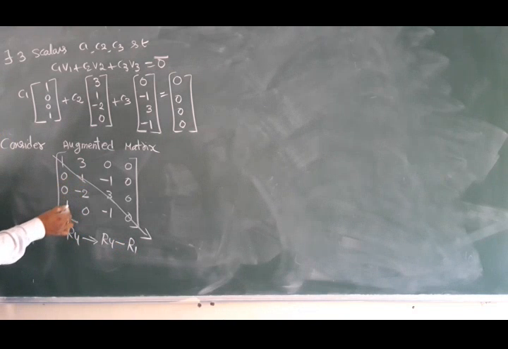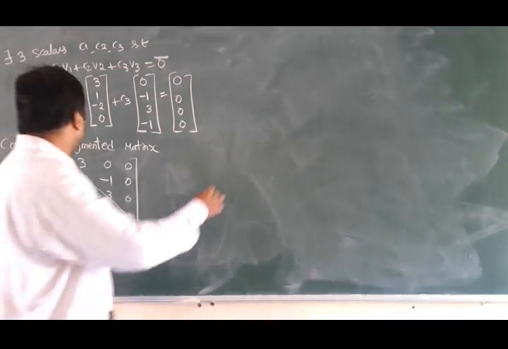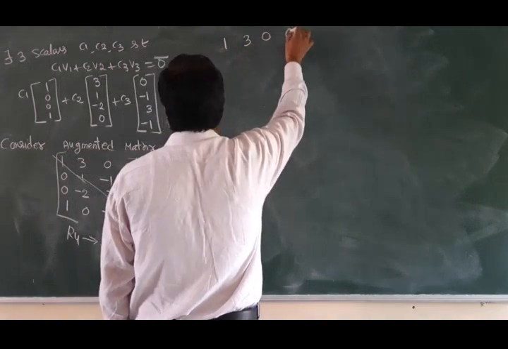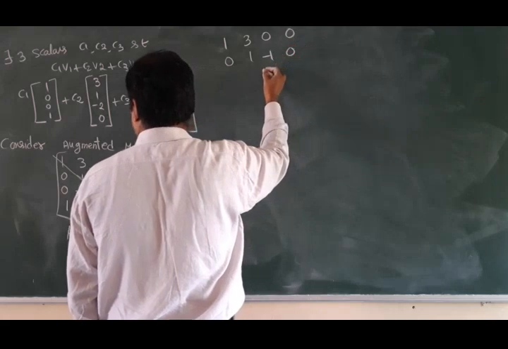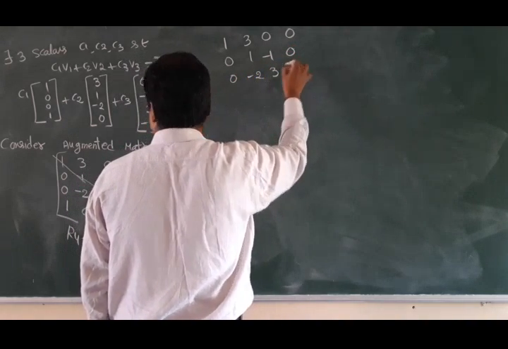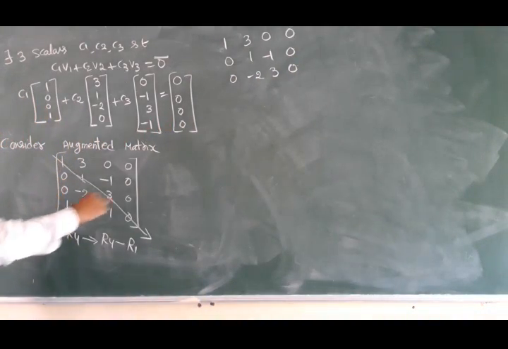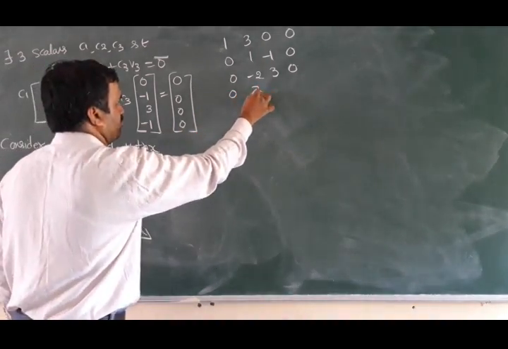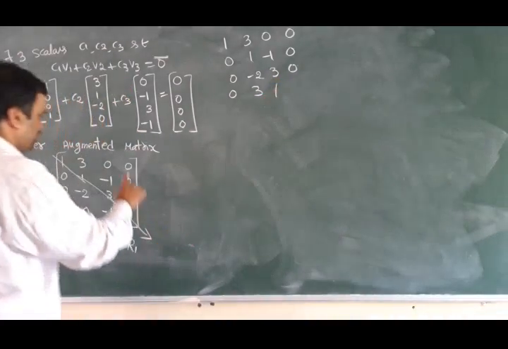We have to make this one 0. Fourth row implies R4 minus R1. Rows 1, 2, 3 stay as they are: 1 3 0 0, 0 1 minus 1 0, 0 minus 2 3 0. R4 minus R1: 1 minus 1 is 0, 3 minus 0 is 3, 0 minus of minus 1 is 1, 0 minus 0 is 0.